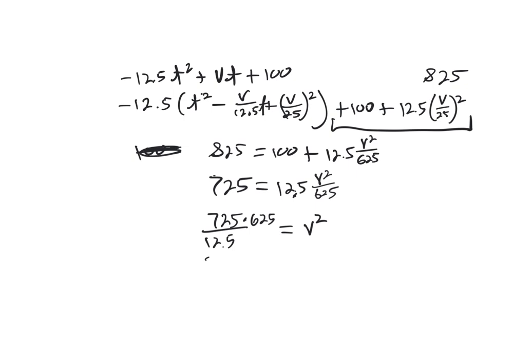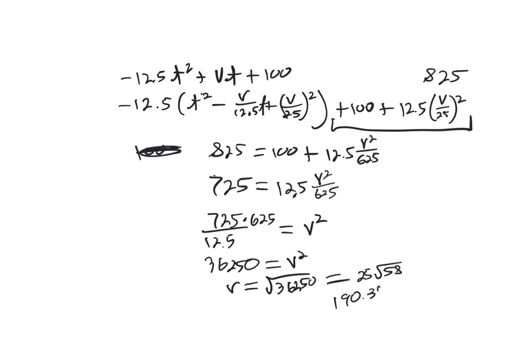This is going to give us 36,250 is equal to v squared, which means that v is equal to the square root of 36,250, which is equal to 25 times the square root of 58, or approximately 190.39. So that's the value that v would have to be in order to get it up to a height of 825.